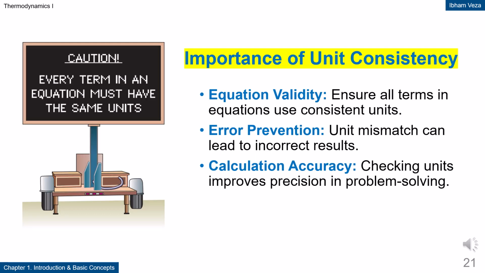Importance of unit consistency. Every physical equation must be written with consistent units in every term. Unit inconsistency is often a major source of calculation errors. By checking the units, many mistakes can be detected early. This approach also helps ensure that the results have physical meaning. Unit consistency is an important part of an engineer's working habit.